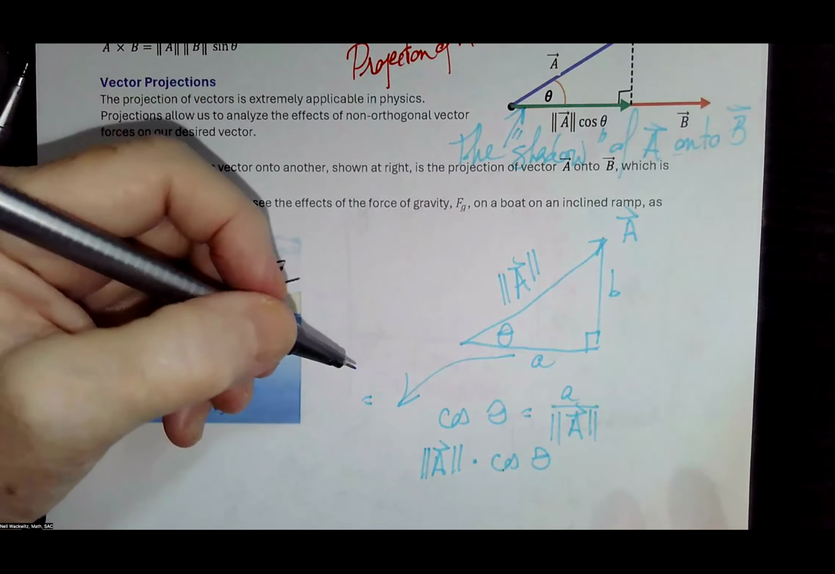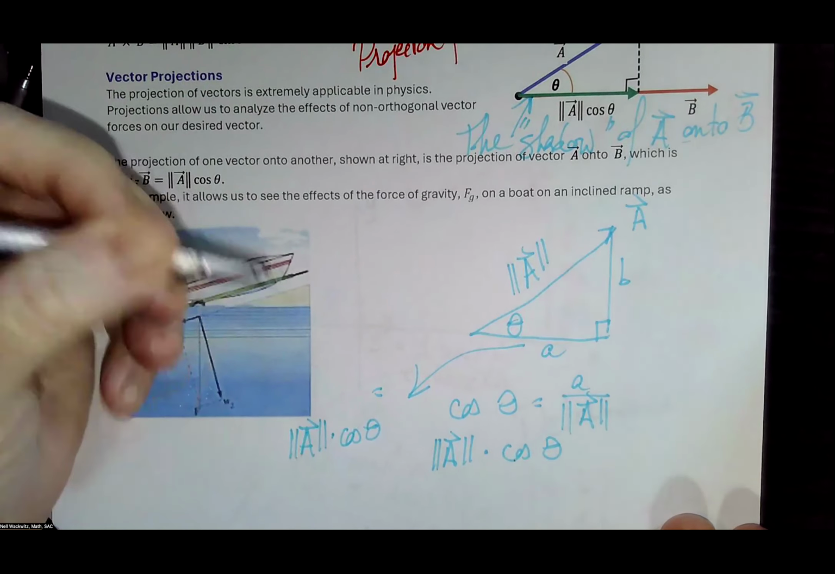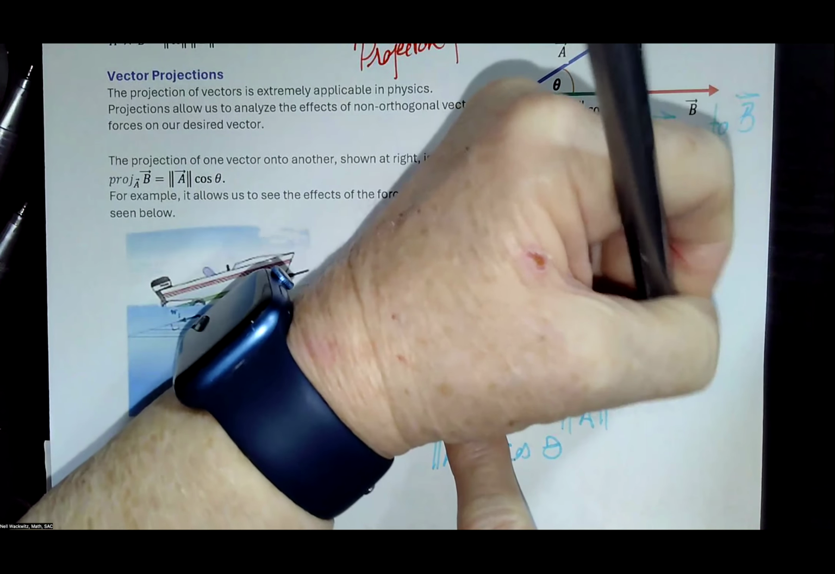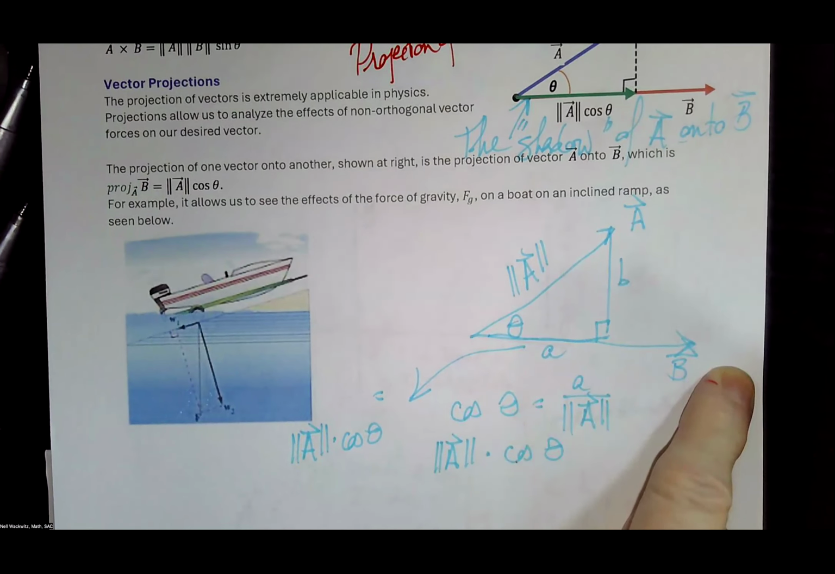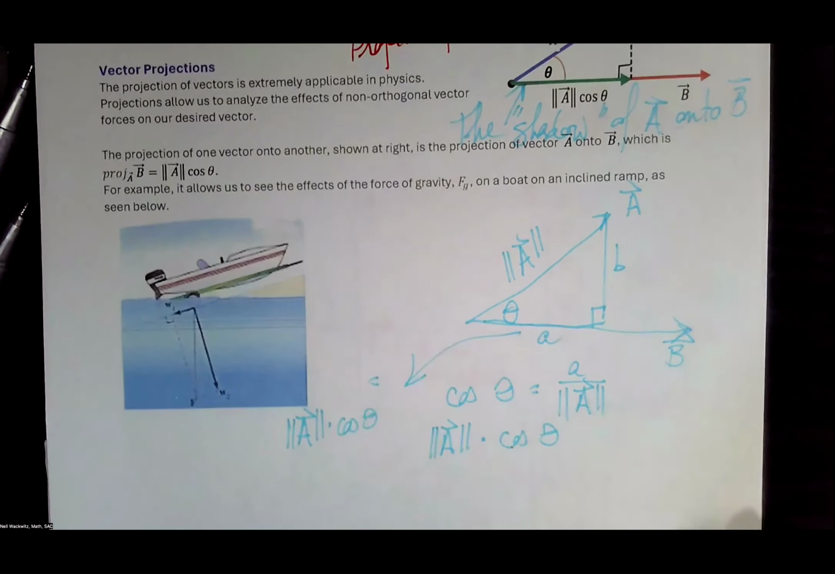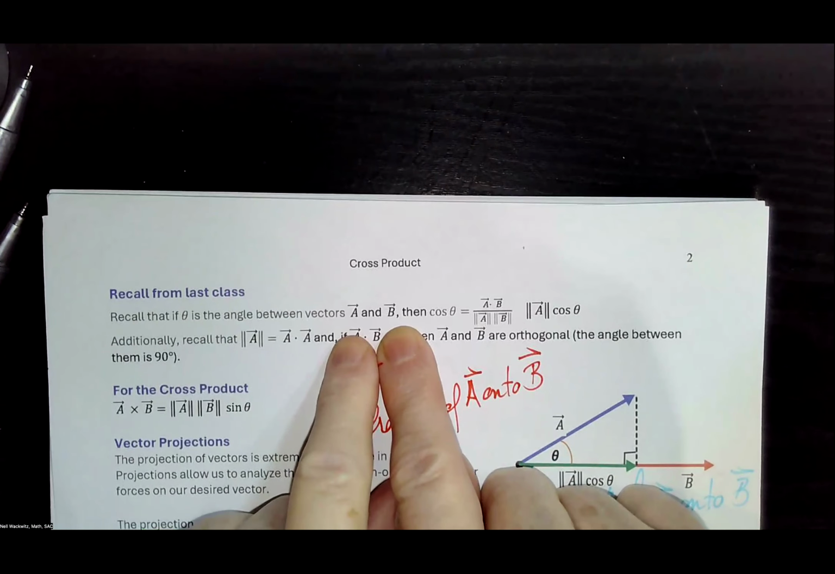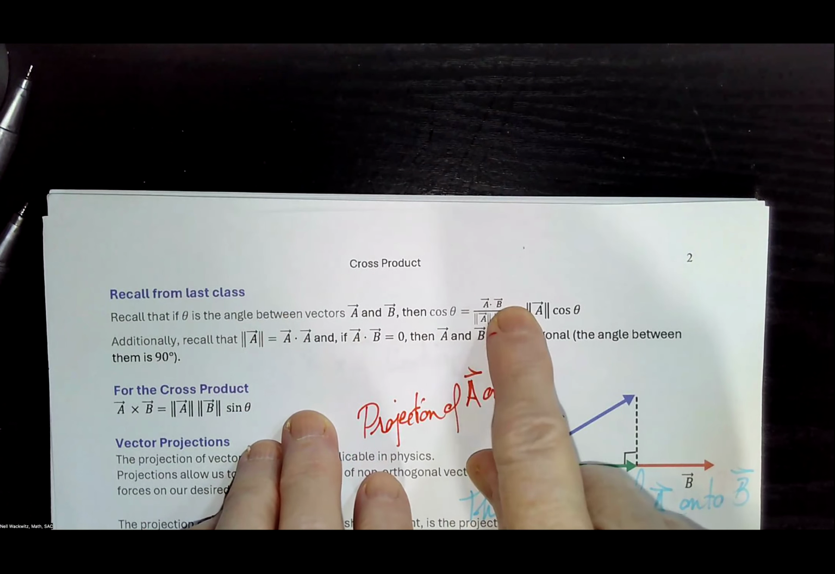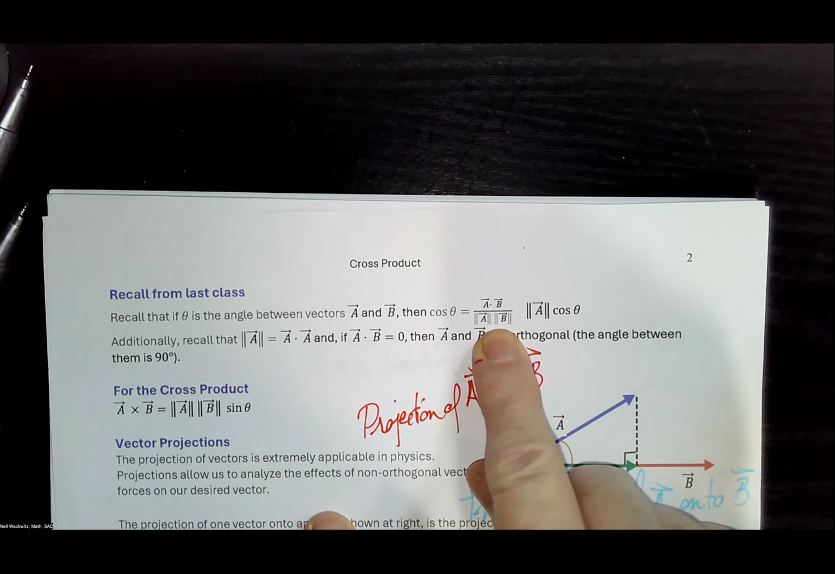So the projection here will be the magnitude of A times the cosine of the angle between vector A and this vector B. It's the amount of A going in the direction of B. And let's just play with this formula for a sec. Do y'all remember last time we said that if we have two vectors A and B, we can find the angle between them as the cosine of theta is A dot B divided by the magnitude of A times the magnitude of B.